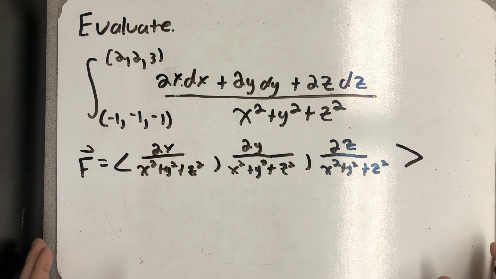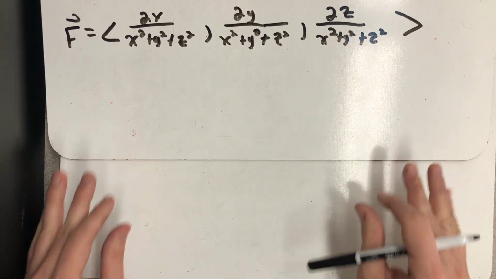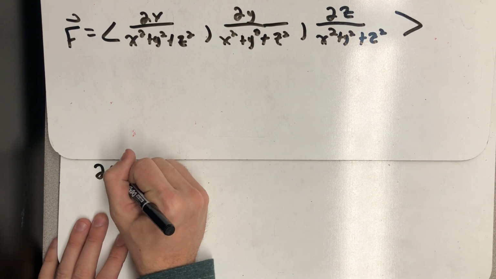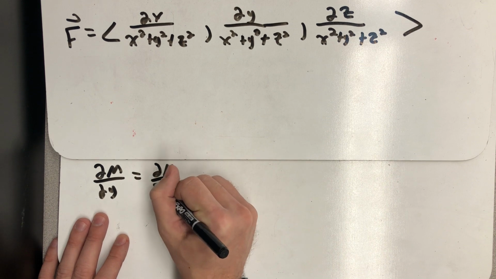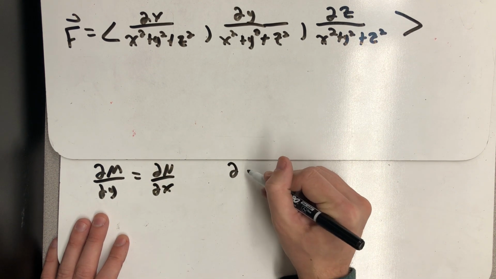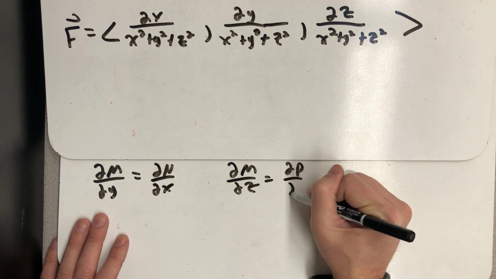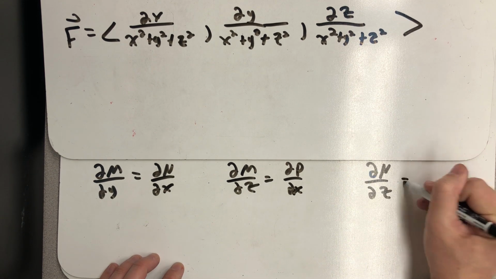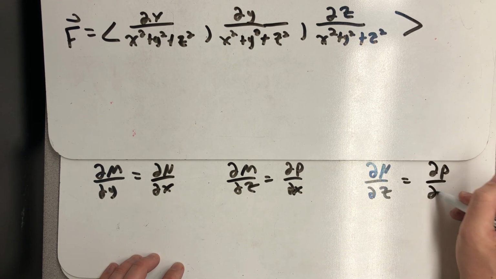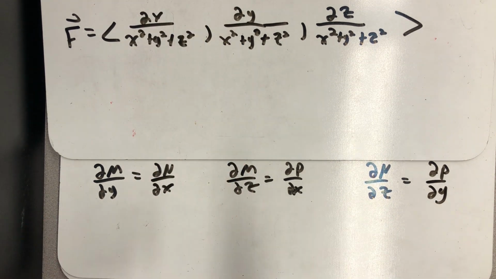Okay, I'm going to go through the component test for this vector field. So I need to test all three parts. So I need to compare the partial of m with respect to y to the partial of n with respect to x. I need to compare the partial of m with respect to z to the partial of p with respect to x. And finally, the partial of n with respect to z and the partial of p with respect to y. Okay, so I'm going to think about this as a 2x times x squared plus y squared plus z squared to the minus first.